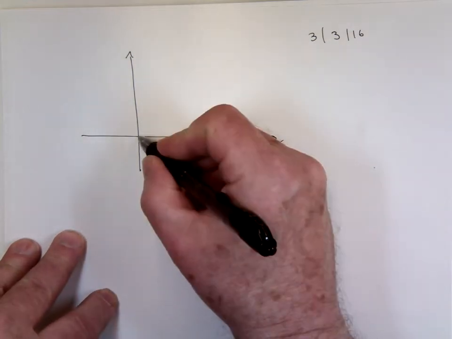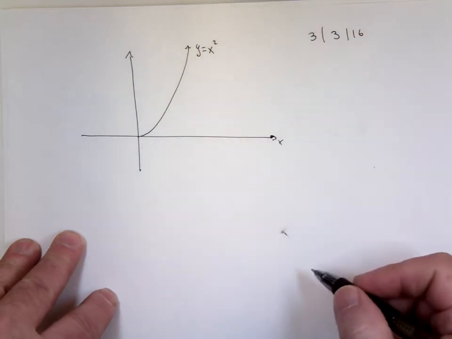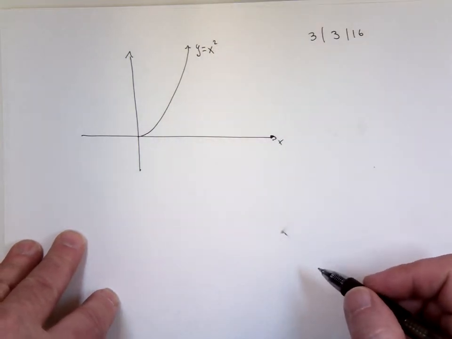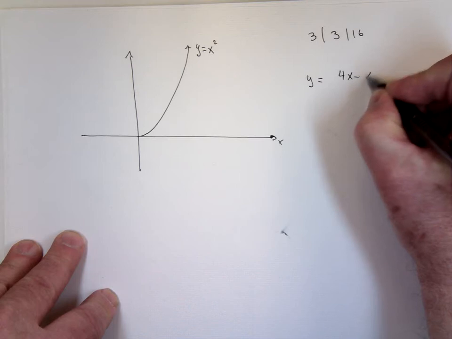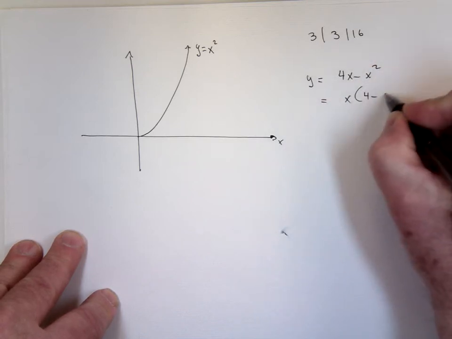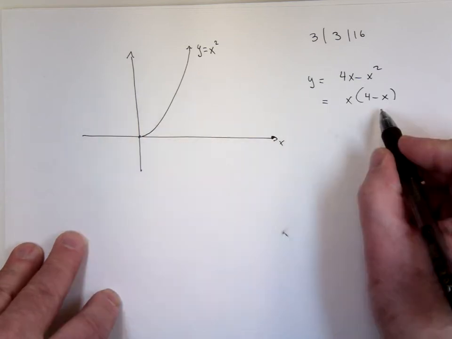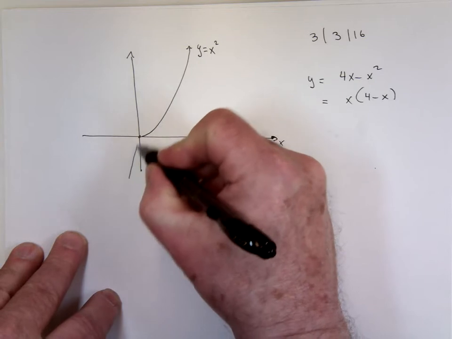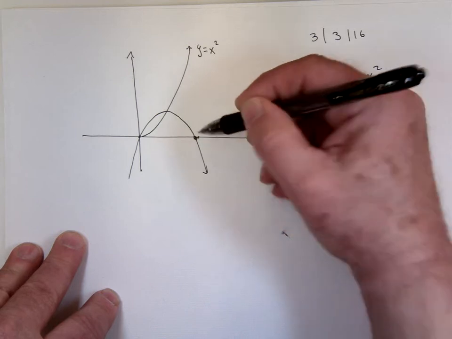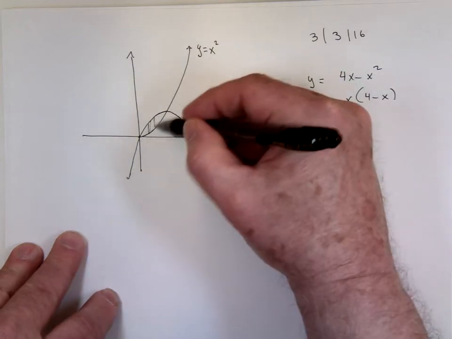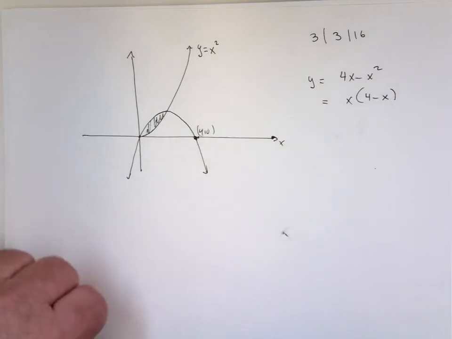7.2, you've got y equals x squared, and y equals 4x minus x squared. Well, if you factor out an x, you get x times (4 minus x). This is a parabola concave down. It has a 0 at 0 and a 0 at 4, and it's concave down. So it goes something like this. That's okay. So the area in question is right here. What problem is it? Number 7 on 7.2?